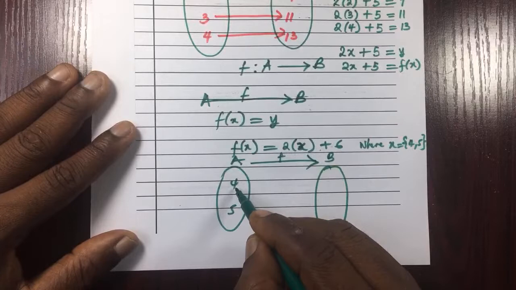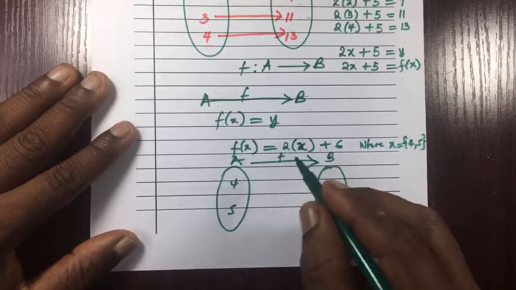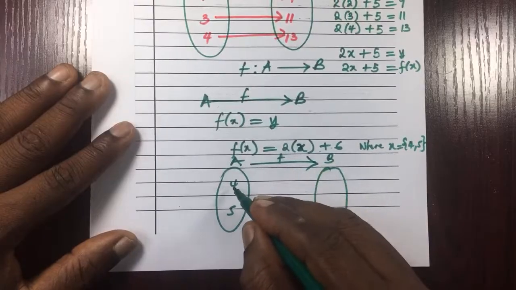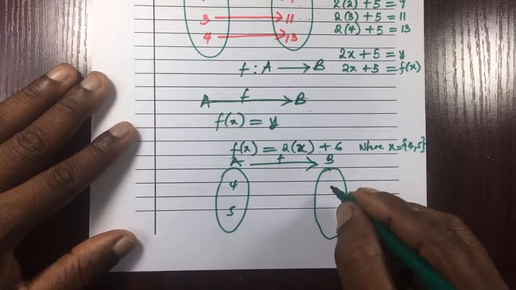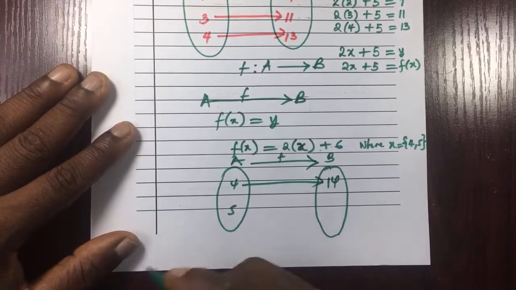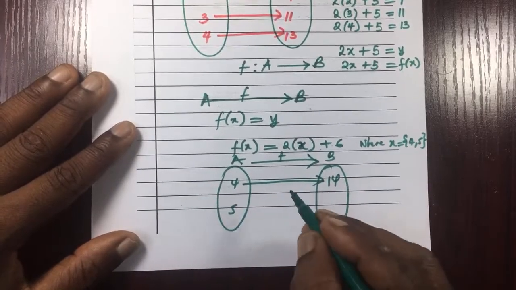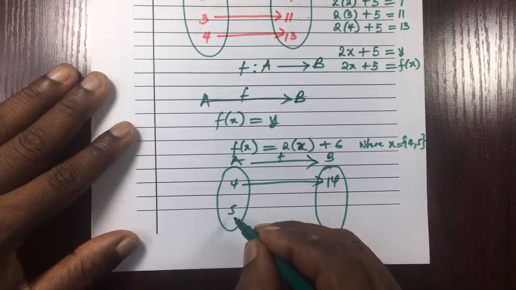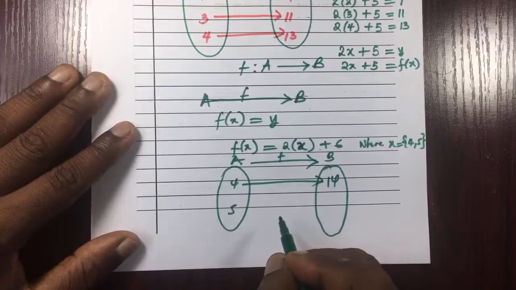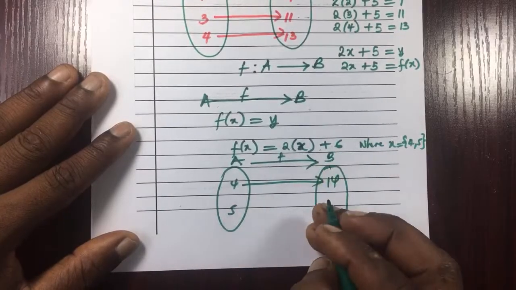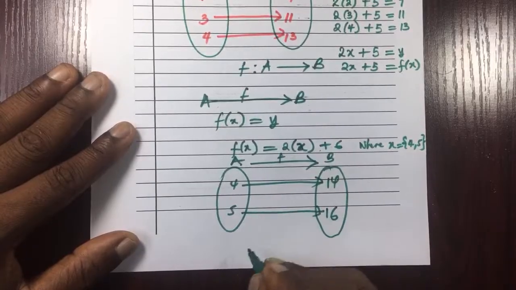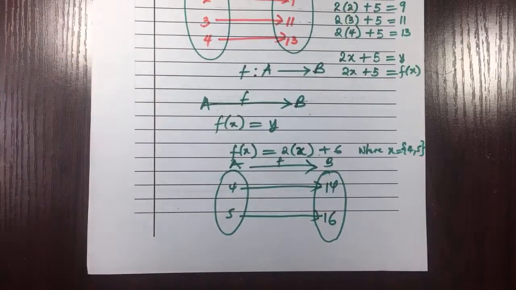The elements in B will be generated using this: 2 times an element in A plus 6 will give you an element in B. So 2 times 4 will give you 8. 8 plus 6 is 14. That means 4 is mapped into this set, giving 14. And 2 times an element 5 in A plus 6 will give us a result here. So 2 times 5 is 10, and 10 plus 6 is 16. So you are going to have 16. And that will be a function.